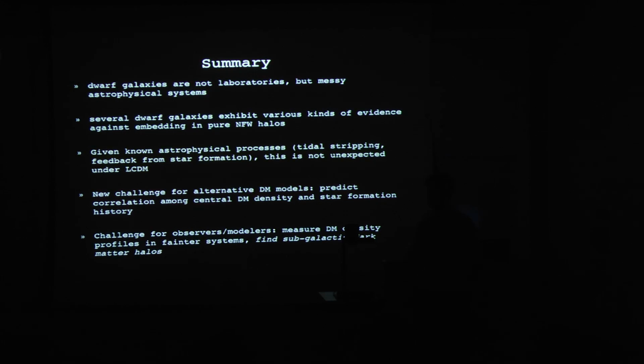It remains to be seen whether things like fuzzy dark matter would naturally expect that. But there's a new challenge for both observers and theorists, and that's to come up with clever new tests that give us a cleaner probe of the nature of dark matter on small scales. I think one promising way to do that is to look for subgalactic dark matter halos, however we can find them. With that, I'll stop and thank you, and I'm happy to answer any questions.